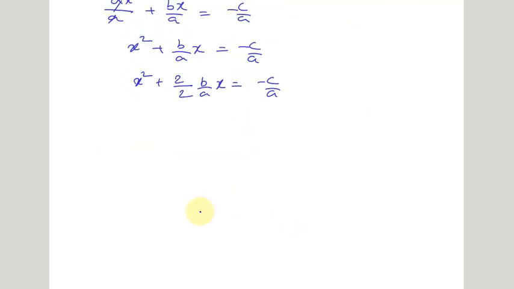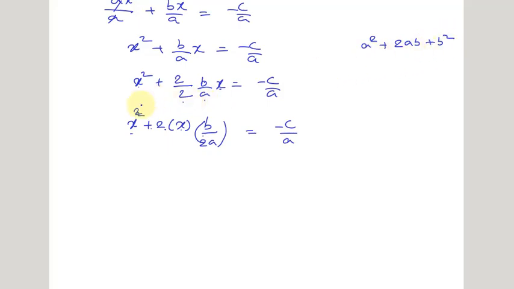Now this can be written as x square plus 2 times x, 2 into x, and the remaining terms, in the numerator b, in the denominator 2a, is equal to minus c by a. Now it is in the form of a square plus 2ab. We know that to make it a perfect square, what do we need to add to a square plus 2ab? To make this a perfect square, we need to add b square.